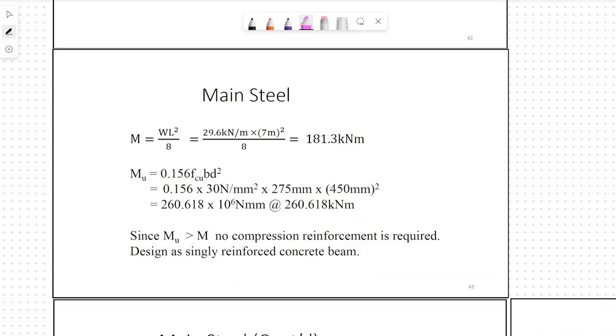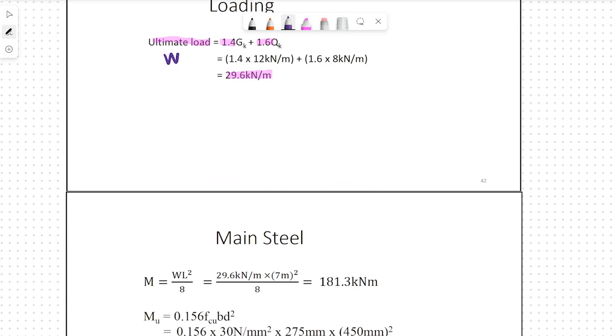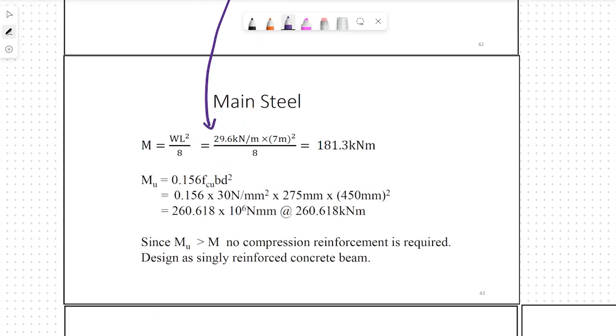From the loading itself, we're going to calculate the ultimate bending moment, or maximum bending moment, using the formula WL square over 8. So you just substitute the value of W here. So that is 29.6 and the length of the beam 7 meter, you will get 181.3 for the maximum bending moment.